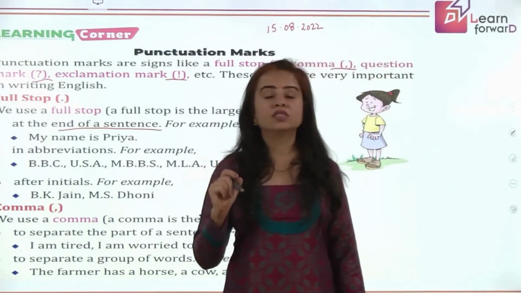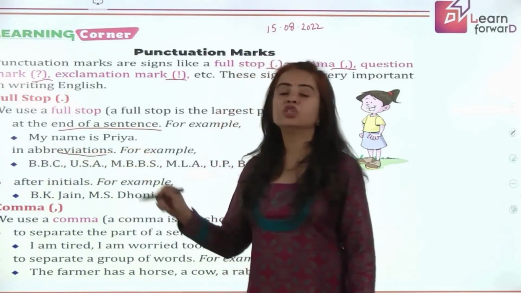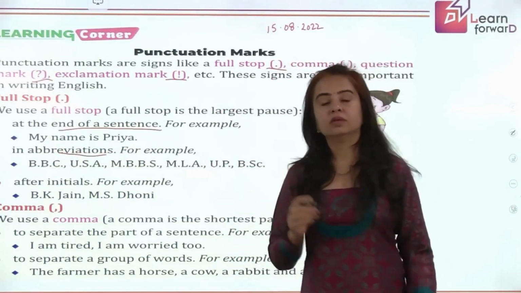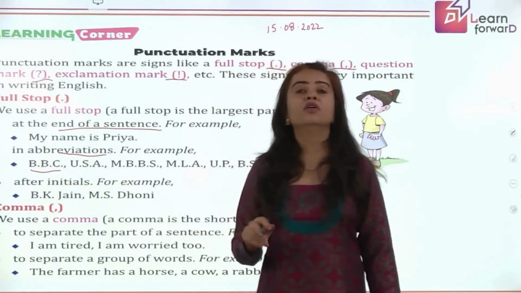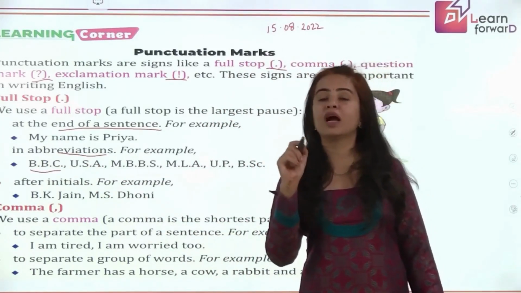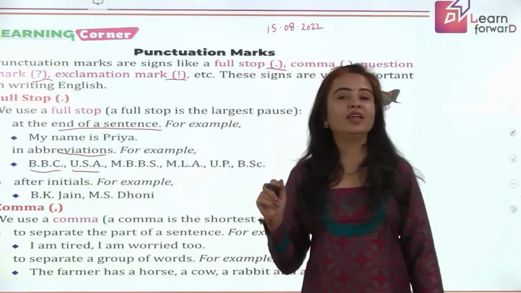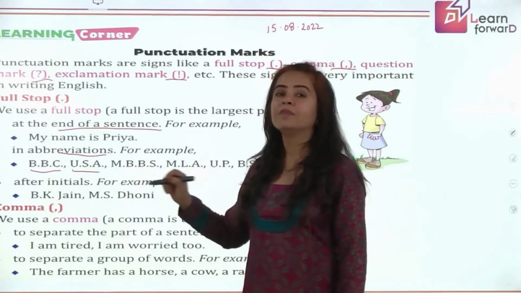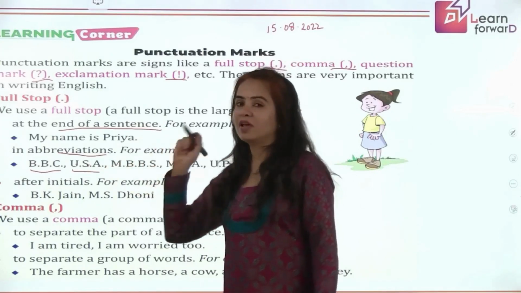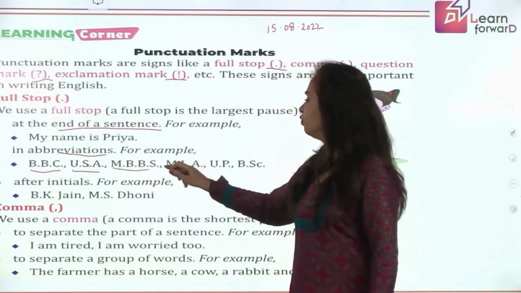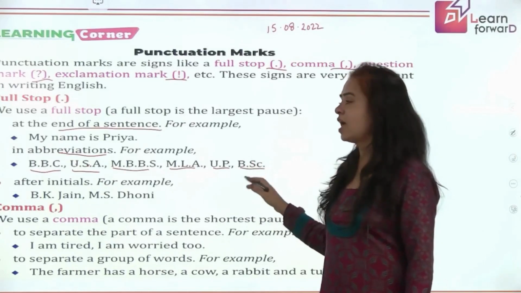Then we use dots, full stops in abbreviations also. What are abbreviations? Abbreviations are the short forms of a few words, few phrases. For example, if you have BBC, this is an abbreviation of British Broadcasting Corporation. So BBC is a short form. Similarly, USA is used for which country? America, yes. But what is the full form of USA? United States of America. So United States of America, we are writing USA. Similarly, these are the different abbreviations, right? So we use the full stop with these abbreviations also.